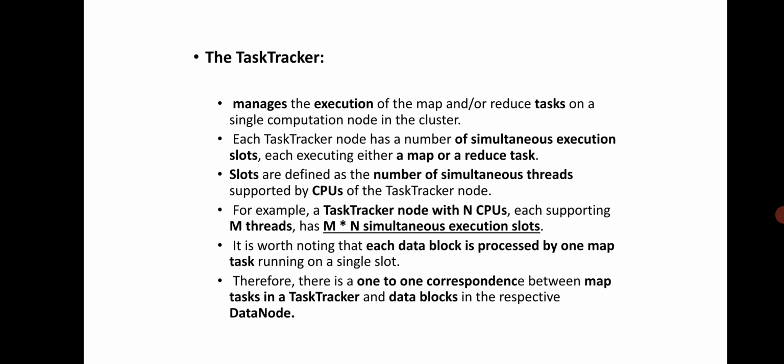Slots are defined as the number of simultaneous threads supported by the CPU of the task tracker node. For example, a task tracker node with n CPUs, each supporting m threads, has m times n simultaneous execution slots. It is worth noting that each data block is processed by one map task running on a single slot. Therefore, there is a one-to-one correspondence between map tasks in the task tracker and data blocks in the respective data node.